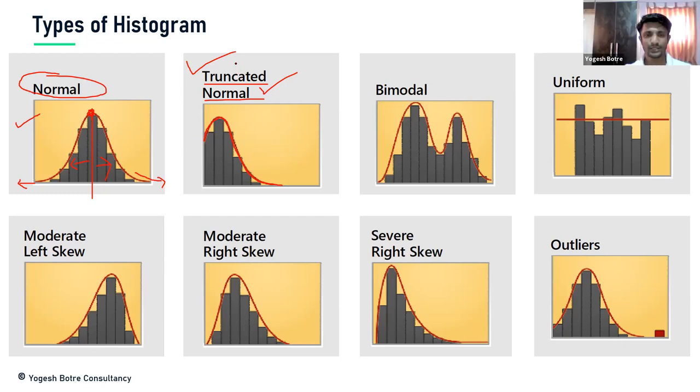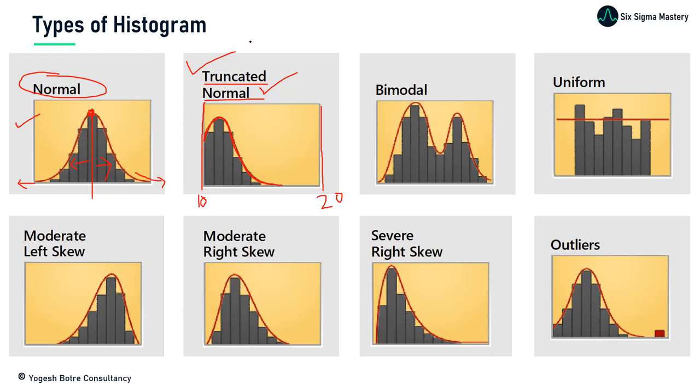What else? This is called truncated. If you look at this line here, there is no data point below this line. Let's say these are your limits. You have told your supplier that you don't want values below 10 and you don't want values above 20. Now think about it. The supplier is running the process on the lower side, which is within the spec, and saving cost.